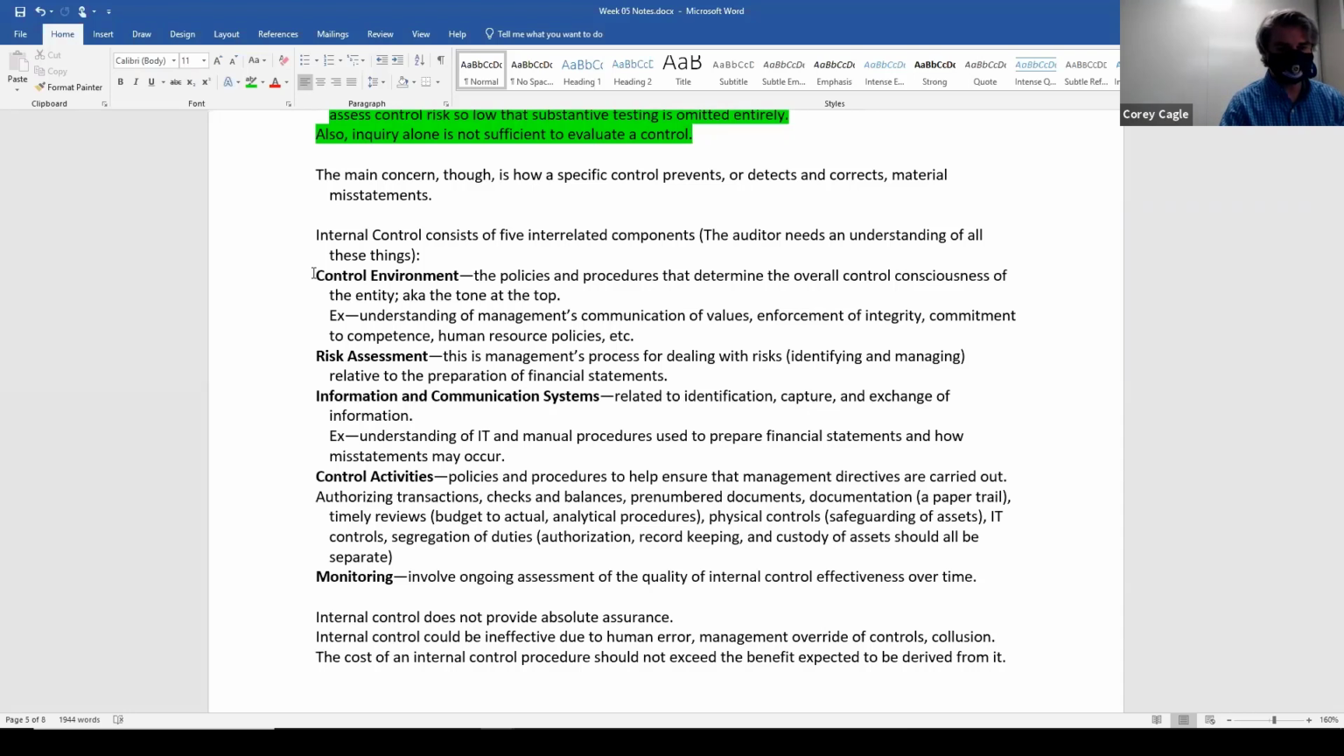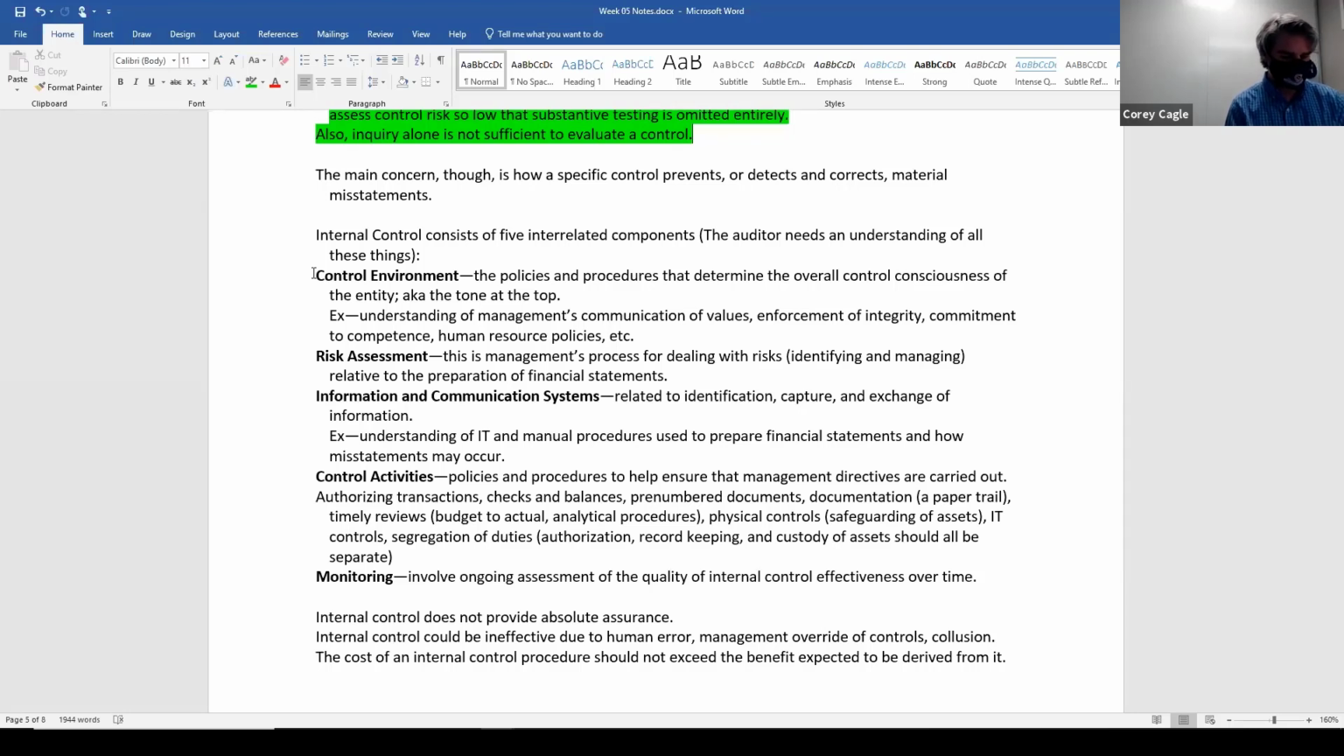So we'll want to get an understanding of how management communicates its values, how they enforce integrity, but also HR type things, hiring good people and keeping them going. But if you ever get a question leading you toward which of these five is the foundation, not the most important, but the foundation for everything else, it's the control environment.